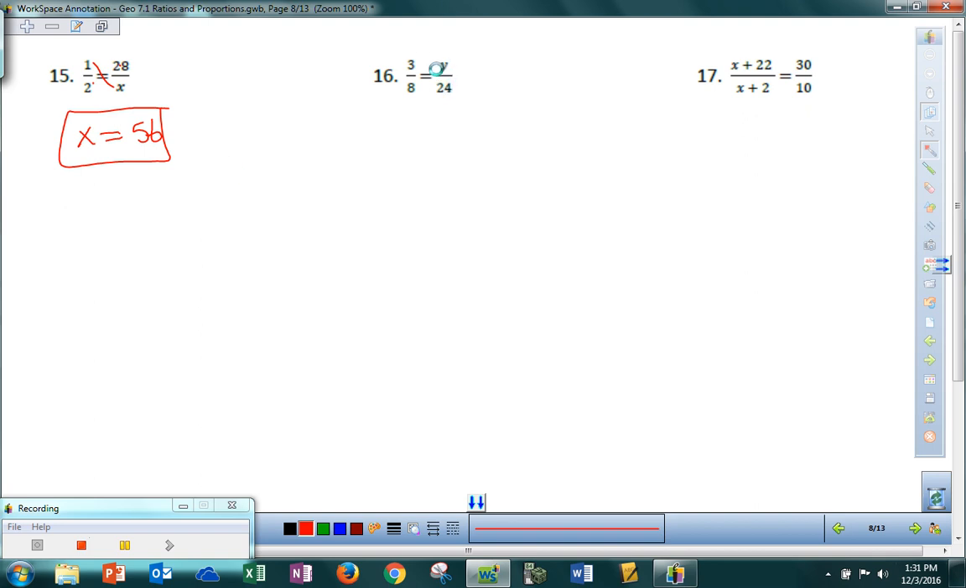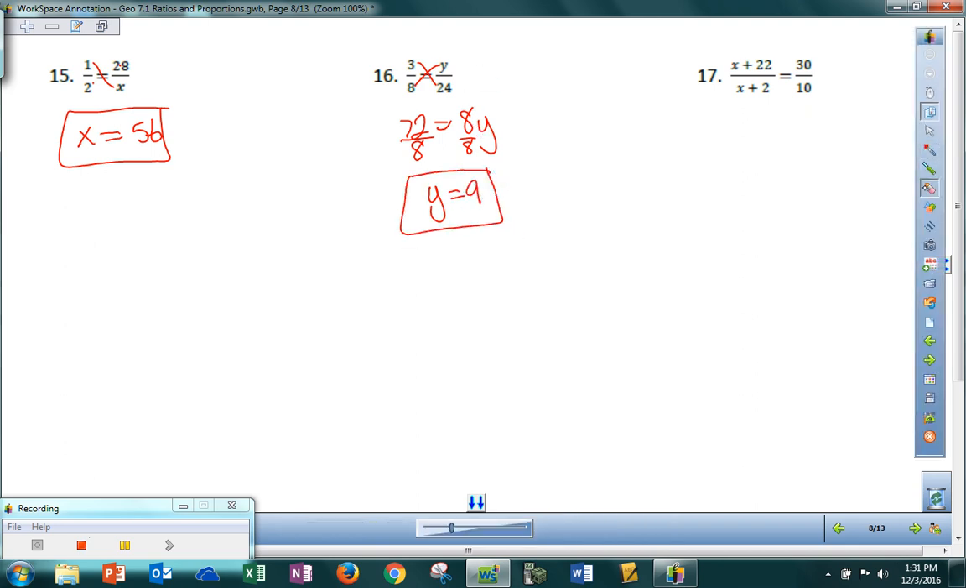The next one is very similar though. We've got 3 times 24, which is 72, equal to 8 times y, or 8y. Dividing by 8 on both sides, we have y equals 9.